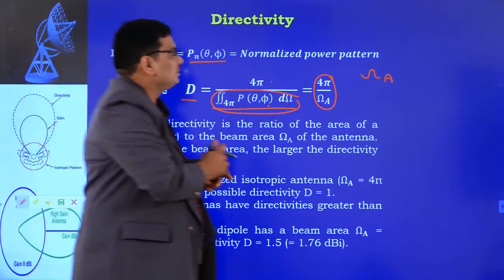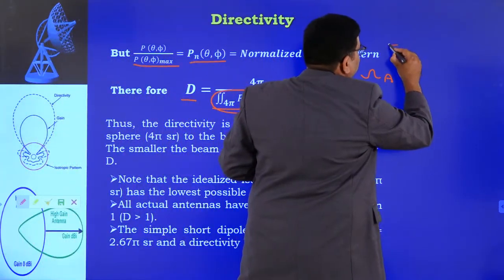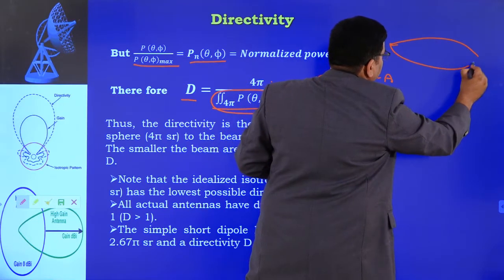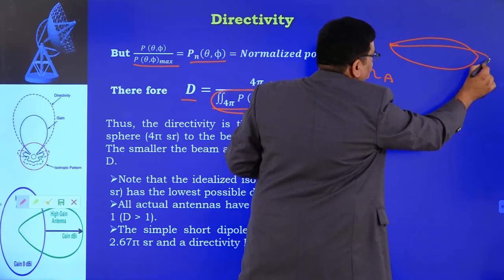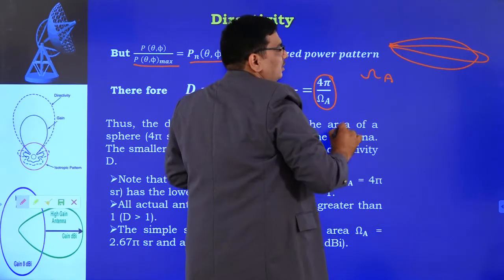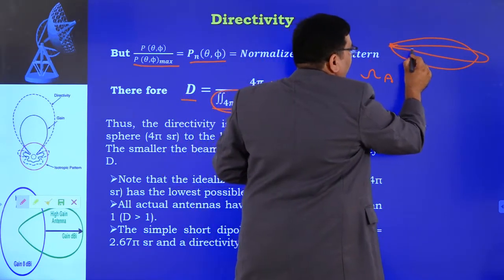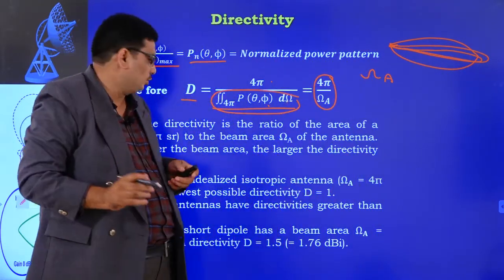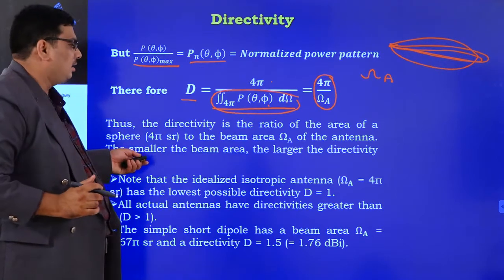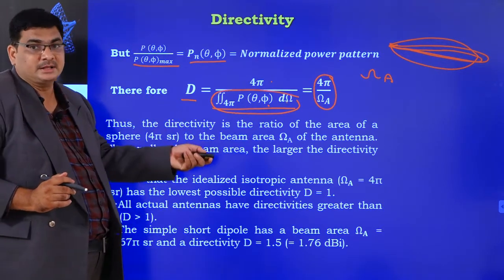Suppose your beam area is very wide, like this, then your directivity may be less. If your beam area is very small, then your directivity is very, very good. If it is even smaller, then it is even better. So, smaller the beam area, larger the directivity.